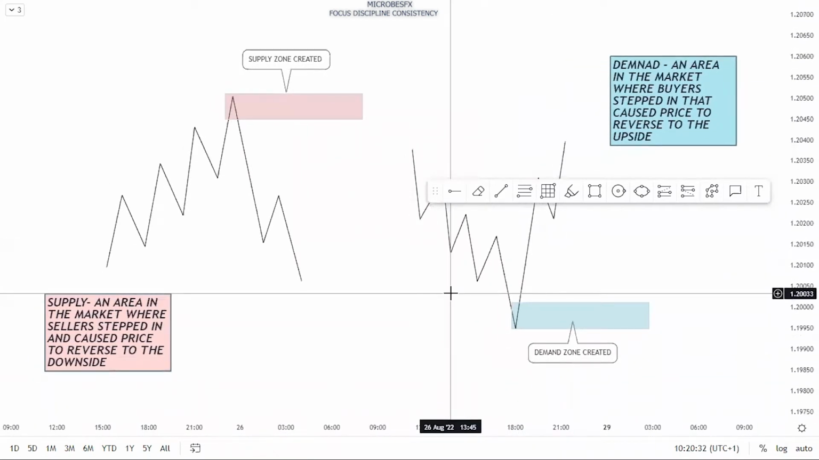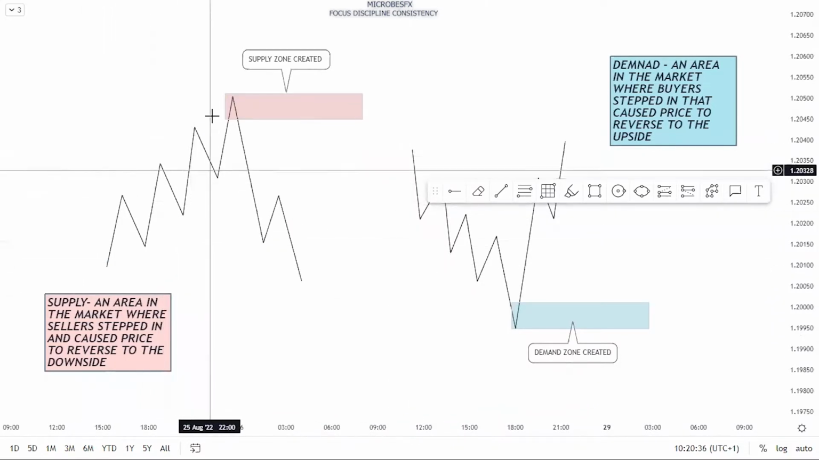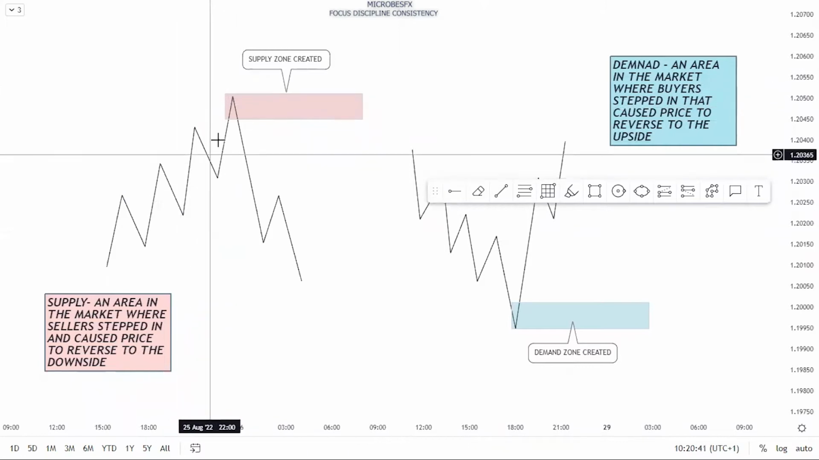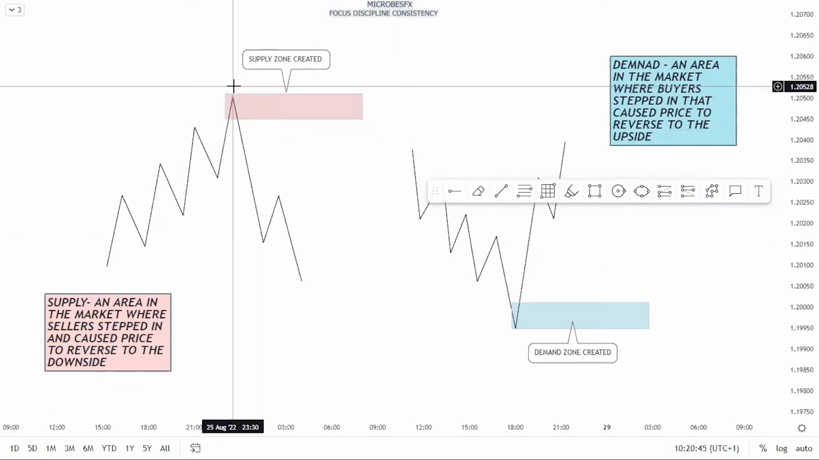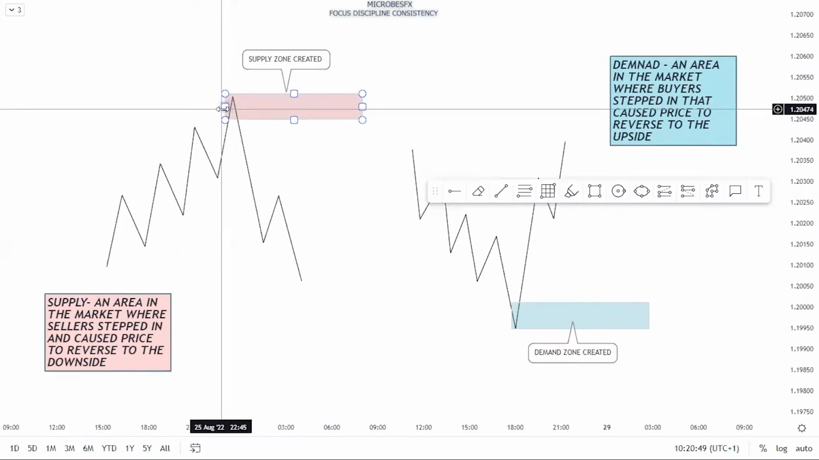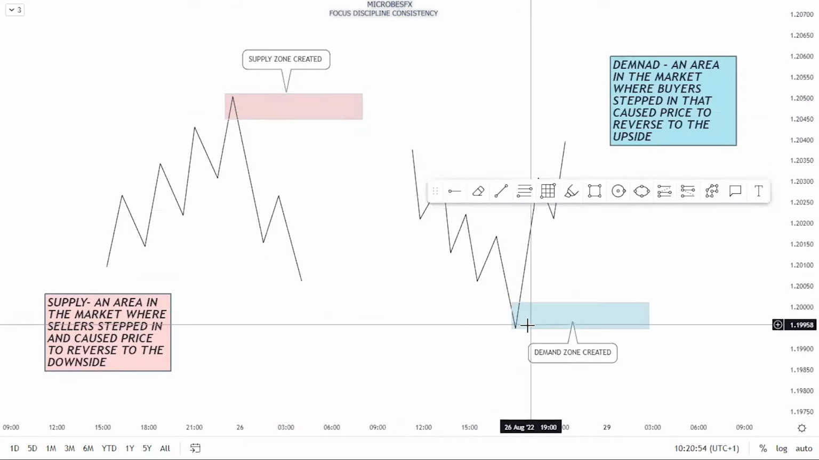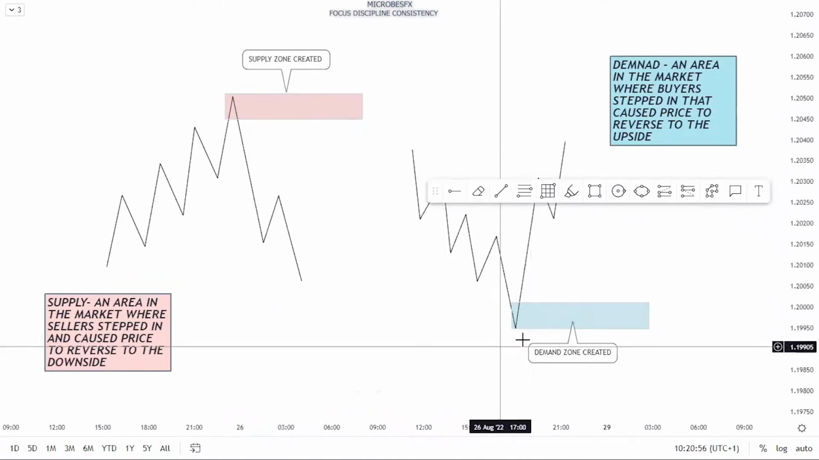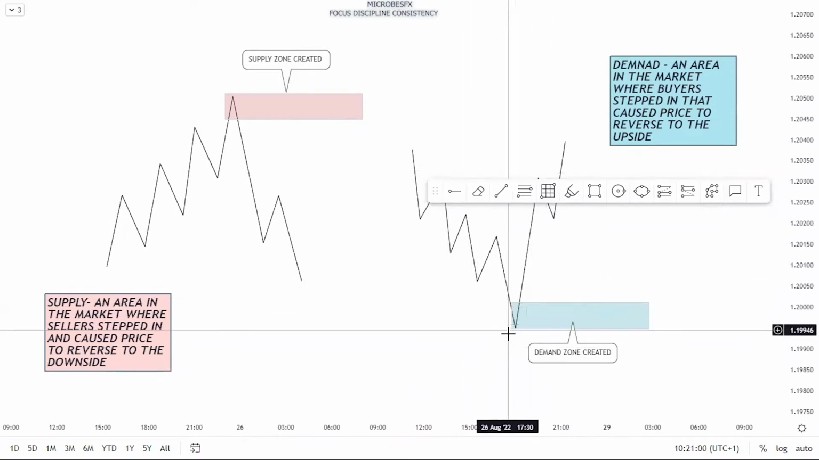That's just the basic understanding of demand and supply. Price is moving to the upside and then it stops. Price is bullish, going up, going up, going up, and then all of a sudden it just stops and starts pushing to the downside. A zone has been created. That place at which price stopped is what we call our supply zone. The opposite is for demand. Price is dropping to the downside and all of a sudden price just starts pushing up. That place at which price starts moving up, a demand zone is created.